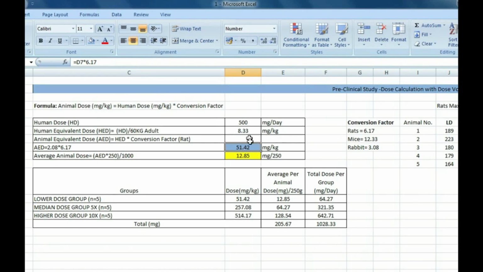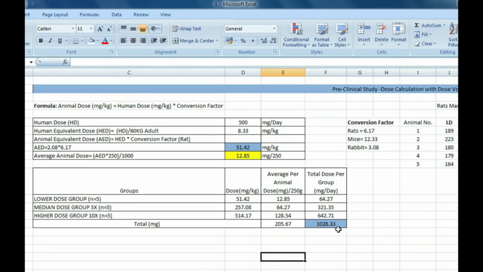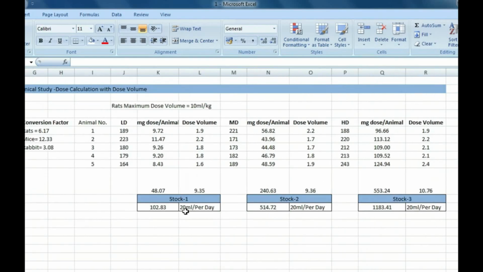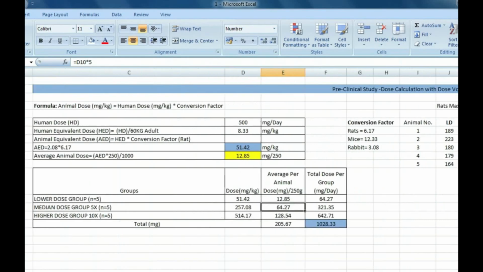So now in this sheet you have to remember some points that you have to check or change every time. What is the human dose? According to the human dose, all doses are changing or not. What is the animal dose per kg? And per animal, according to their body weight, doses are linked all over the sheet or not. That is a crucial point that you have to remember.